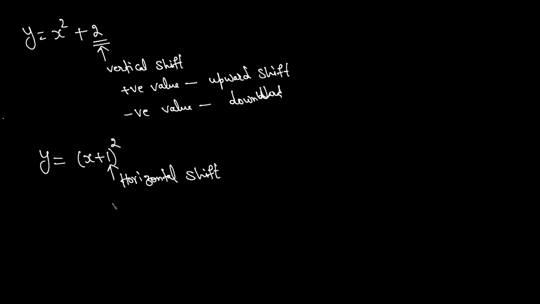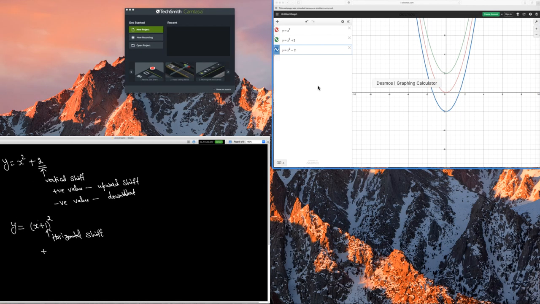But again, remember, in this case, if it is positive, then the shift is to the left. If it's negative, the shift is to the right. So it does the opposite. Here, if it's positive, it moves upward, negative downward. But here it does the opposite of the sign. Okay, let's look at the graph. Then you can visually see it.